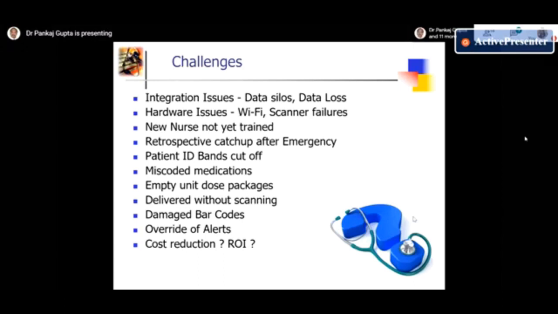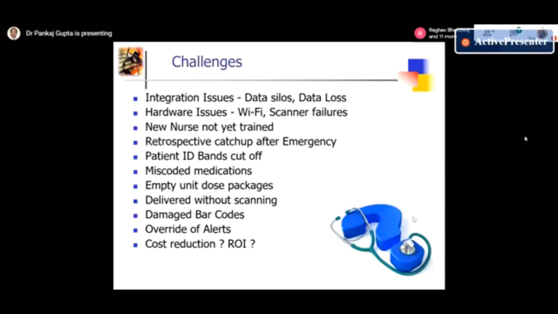Override alerts. So there was an alert, but either the person was new to the system or the person was too irritated. "I've done a 36-hour duty, forget it, yaar." So the alert was overridden. When the alert is overridden, obviously on the other side you'll have a problem.